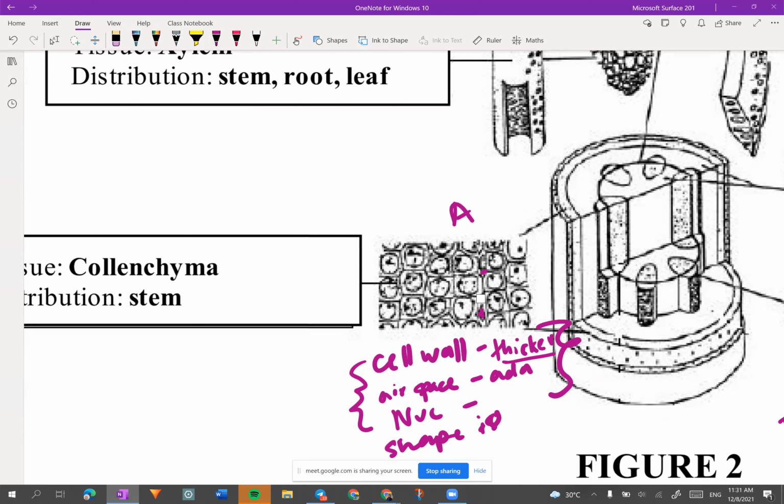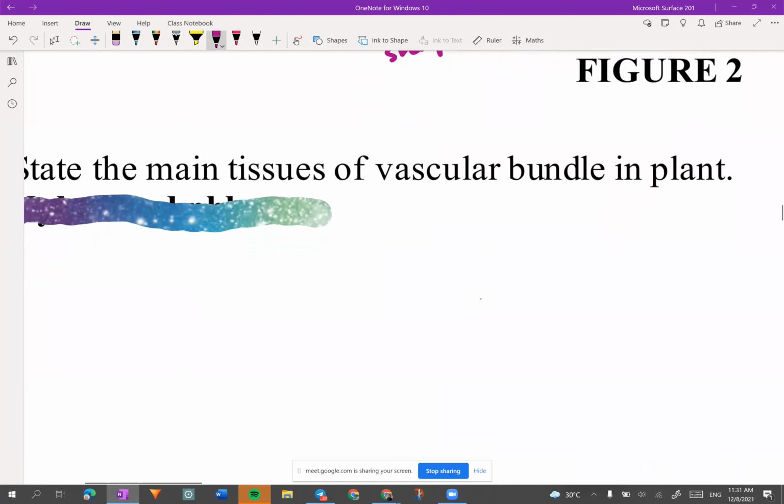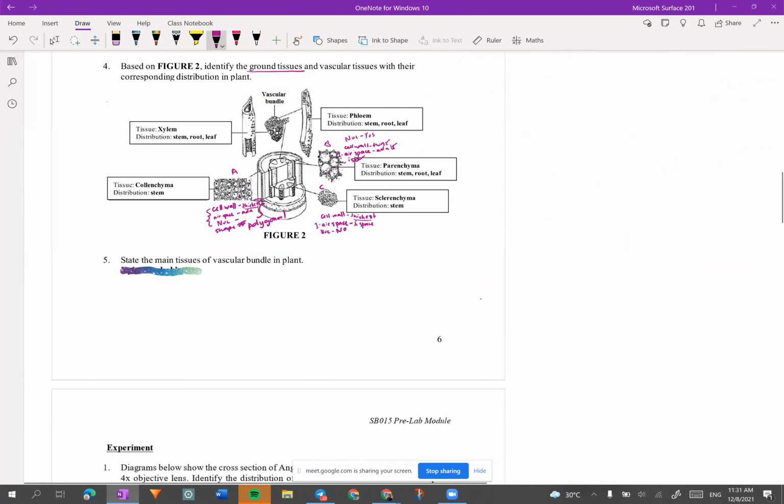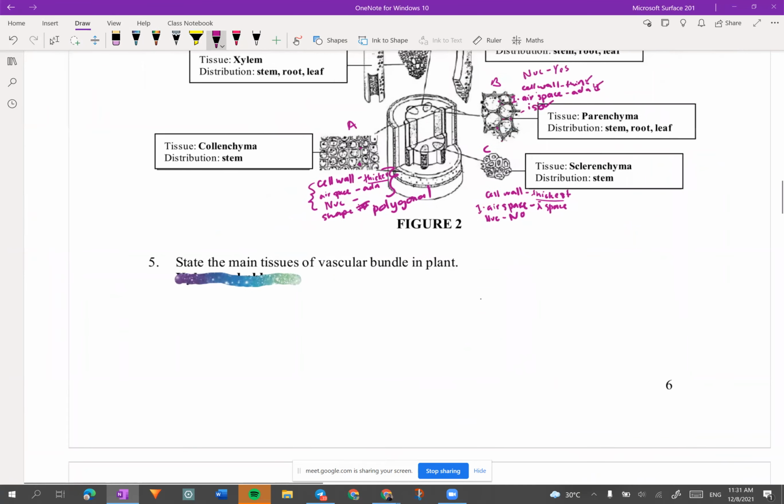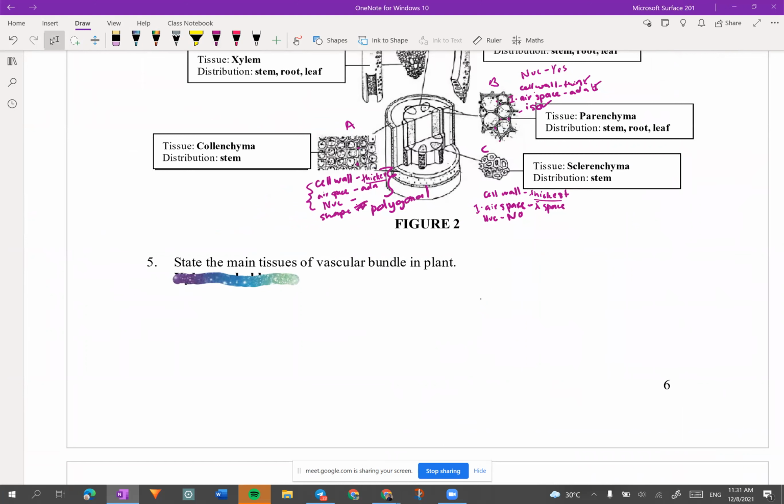Kalau nak ikutkan, sebenarnya shape untuk collenchyma adalah polygonal. Okay. Tak apa, itu you nampak macam tu. Bawah nanti mungkin akan nampak beza. Right? Boleh so far? Boleh, alright. Good.